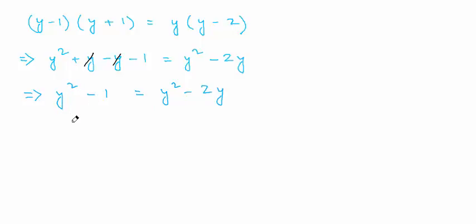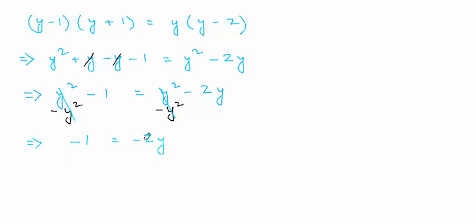Now the key is to understand that if you subtract y square from both sides of the equation, remember, if you're subtracting something from the left hand side of the equal sign, you need to do the same on the right hand side. So we have y square minus y square, so these two would cross off. Same thing on the other side. y square minus y square is 0. So cross them off. We have negative 1 left over on the left hand side is equal to negative 2y.